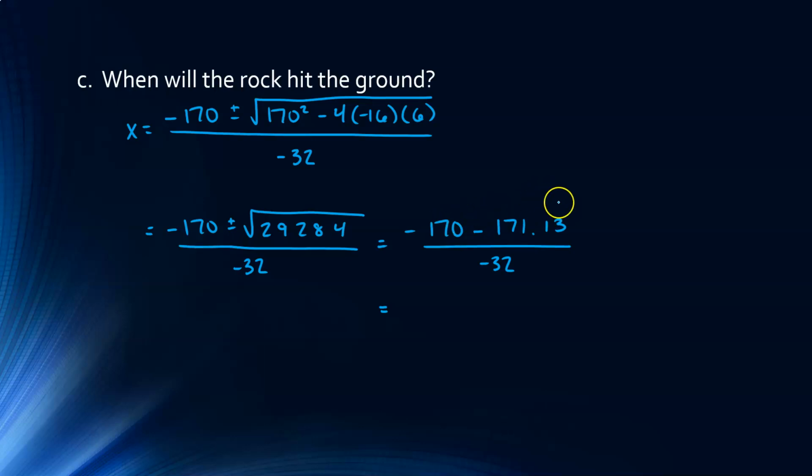And so when you do that, you end up getting, and again, do this as two parts. So when you go to do this on your calculator, do the numerator first and hit enter. And after you do that, then you hit divide by negative 32. And when you do that, you get your final answer of 10.66 seconds. So it takes a little over 10, so almost 11 seconds. So 10.66 seconds for the rock to hit the ground.